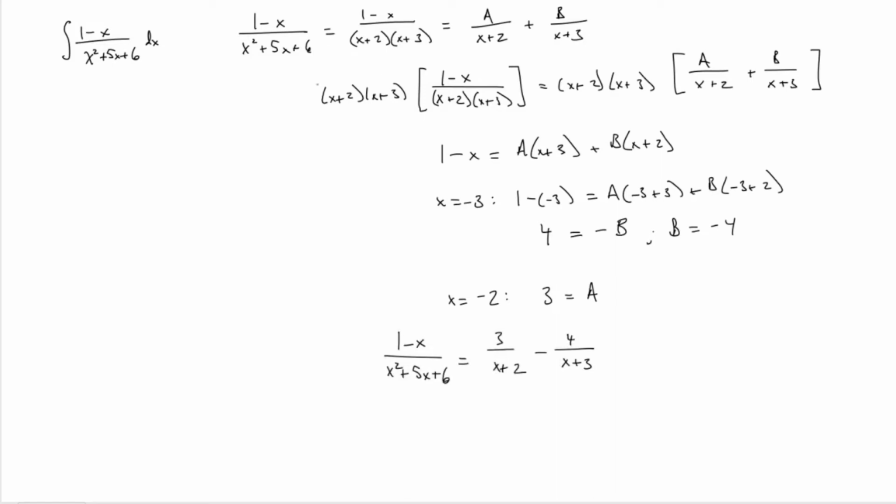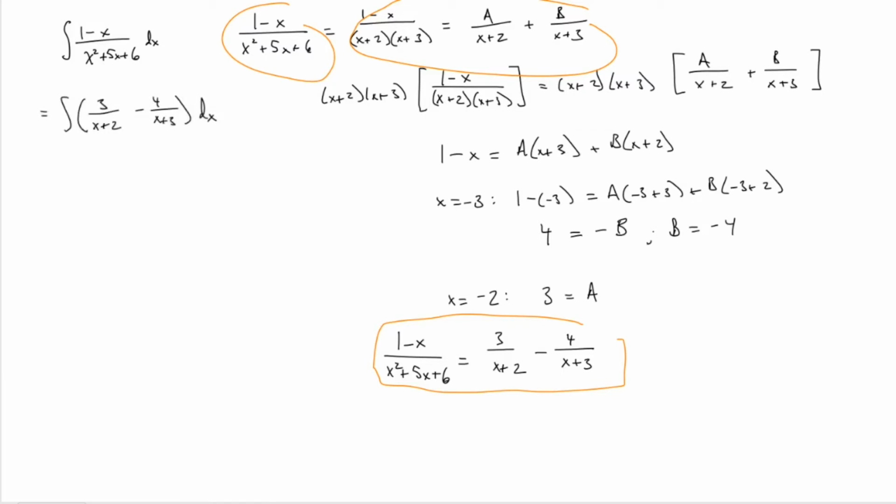And that tells us that the original expression that we were looking at over here is supposed to be equal to this expression right here. So 1 minus x over x squared plus 5x plus 6 is really 3 over x plus 2 minus 4 over x plus 3. And now we're ready to integrate. All we've done so far is algebra, but now we know a new algebraic expression for the thing we're trying to integrate. It's easy to integrate.